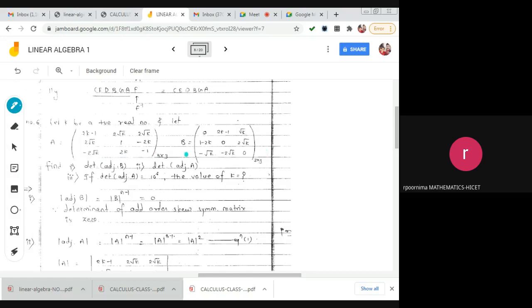Similarly, the B matrix is given with the k elements. So find the determinant of adjoint of B and the determinant of adjoint of A. In the third subdivision, the determinant of adjoint of A is some value, 10 to the power minus 6. What is the value of k they are asking?